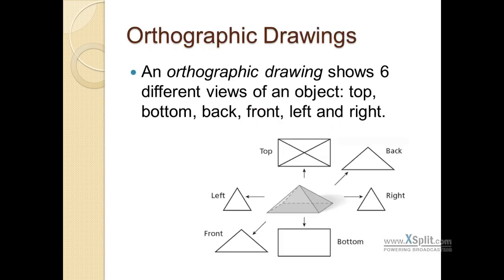So we're going to show a few ways here today of how to represent a three-dimensional shape and draw things pretty consistently. The first type of drawing that we're going to look at is called an orthographic drawing. An orthographic drawing shows 6 different views of an object, so top, bottom, back, front, left, and right.